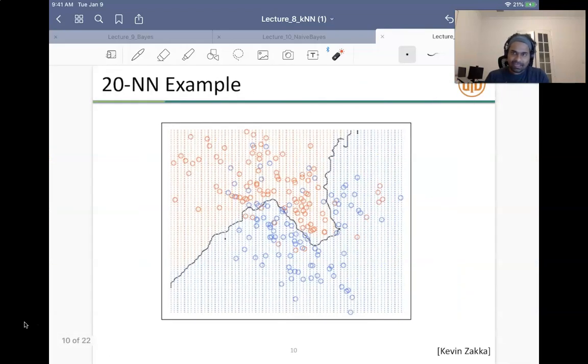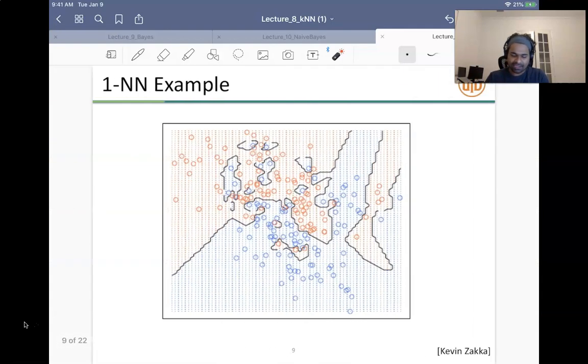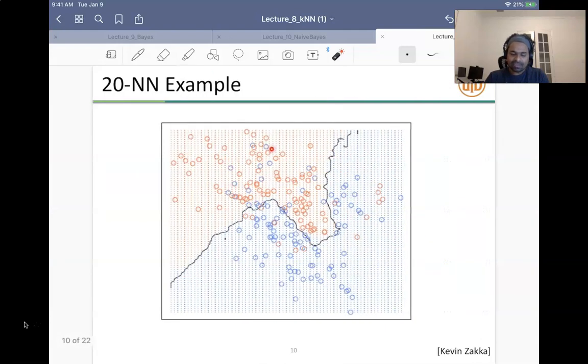I can fix this by looking at 20 nearest neighbors. So I make k slightly larger, and then we see that we get a much smoother decision boundary. Contrast one nearest neighbor, with all of these outliers, with this. Because it's 20 nearest neighbors, any point over here would have at least 20 orange points that are close by.